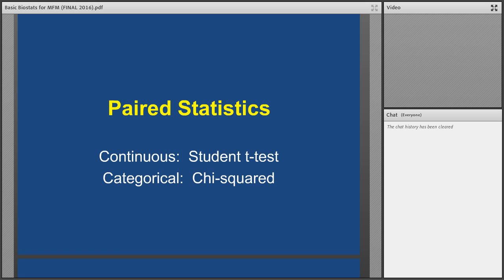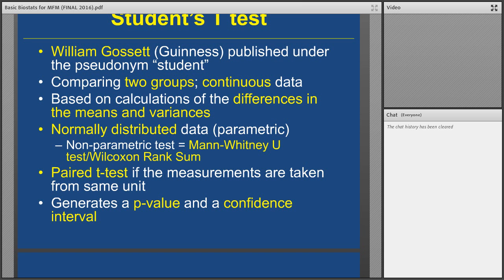So then we look at paired statistics, and this is the stuff that we see on a daily basis in the papers that we're reading. Paired statistics are the student t-test and the chi-squared test, and these are the most commonly used statistics that we'll see in the papers that we're reading. Continuous data relies on the student t-test. Categorical or grouped data will rely on the chi-square test.